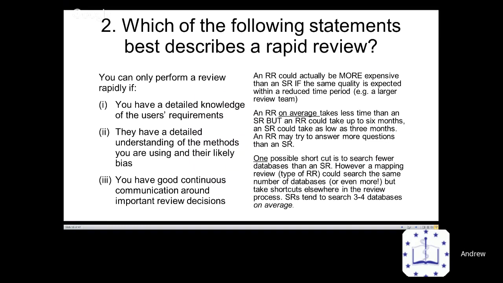And although, because you're doing this within a different time scale, you're less likely to remove all the areas of bias as you would do with a systematic review, you at least tell the customer what the main areas of bias are. And so in our short course, we actually say you may have to report your methods more clearly for a rapid review than for a systematic review, because people need to see how you've tailored the review to the user's requirements. And so good communication around important review decisions is key.